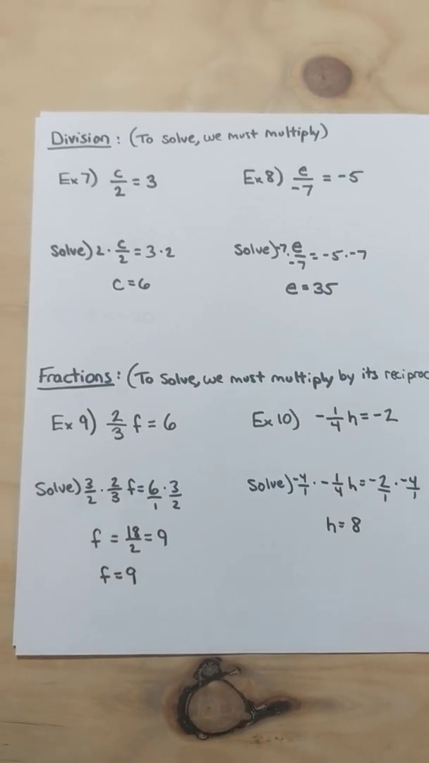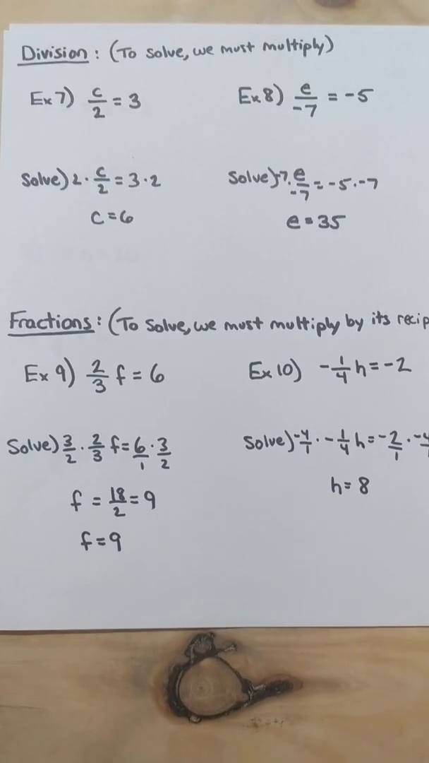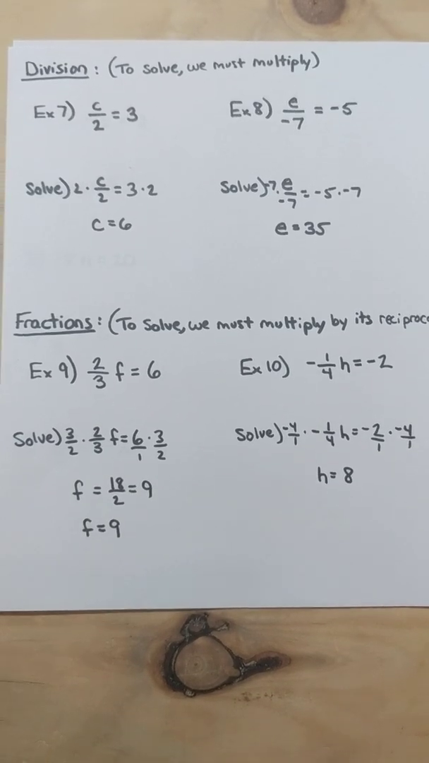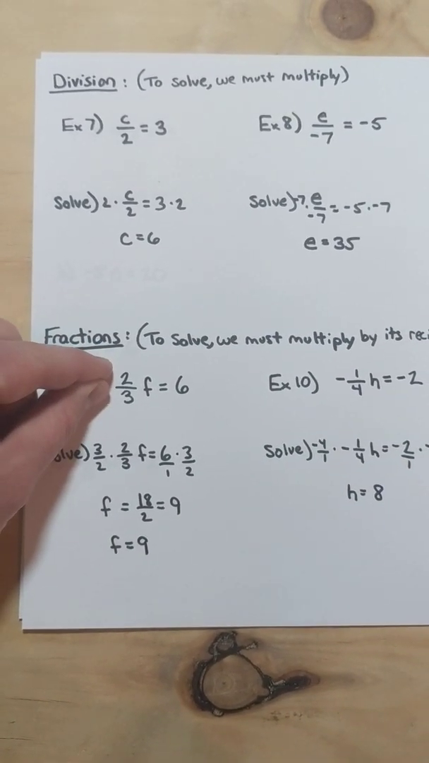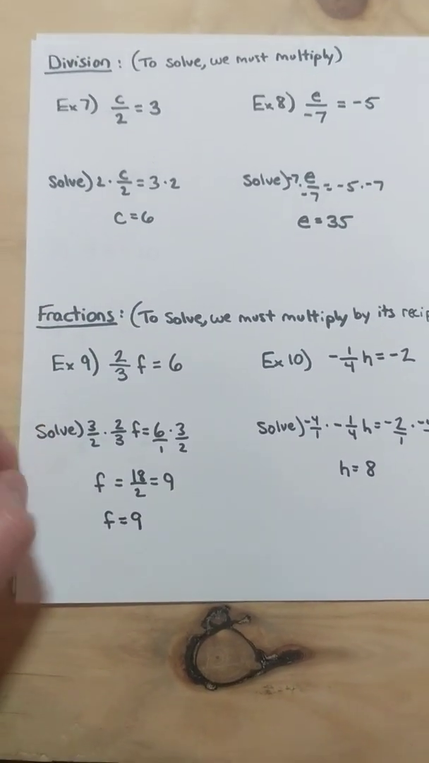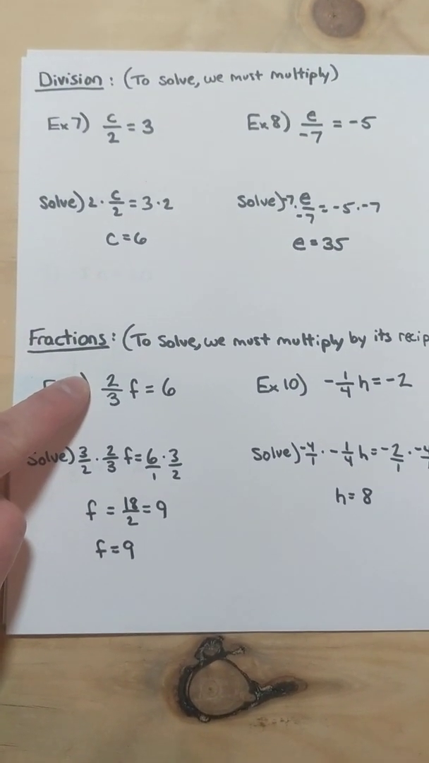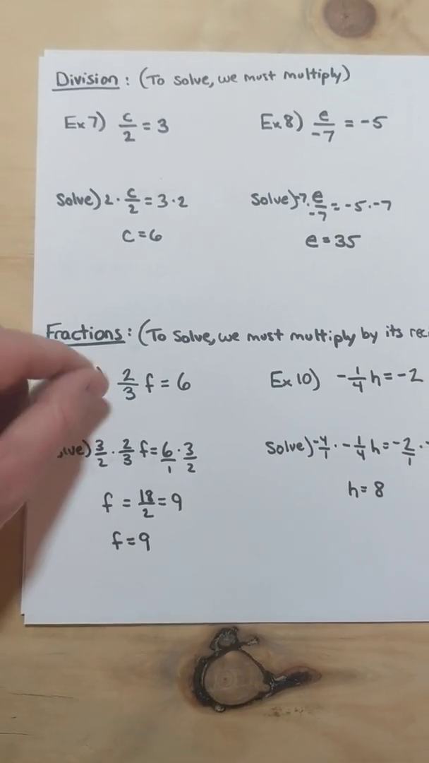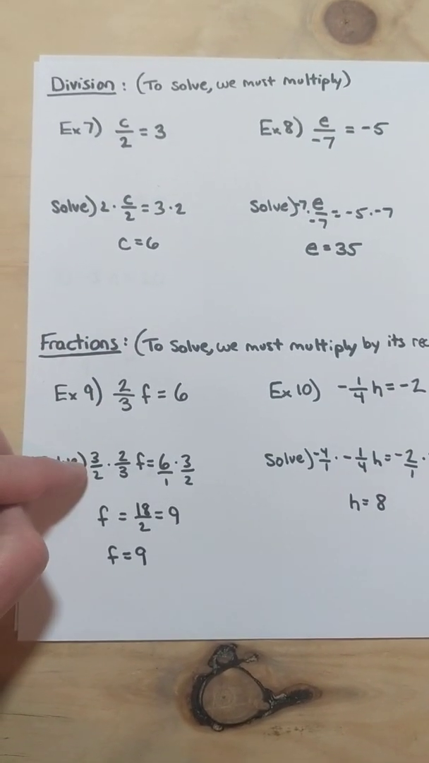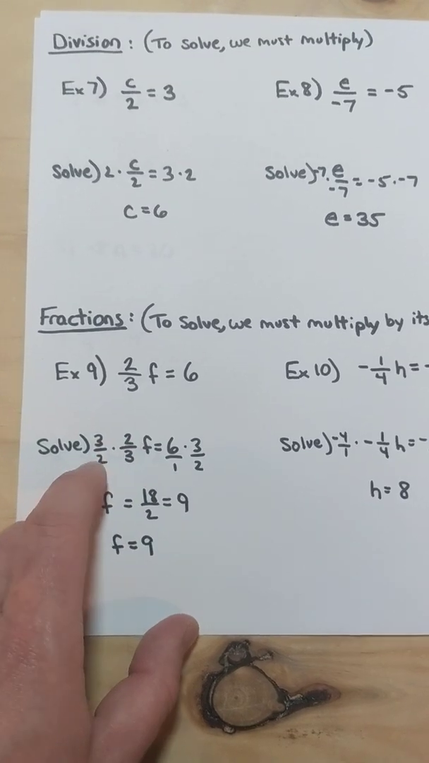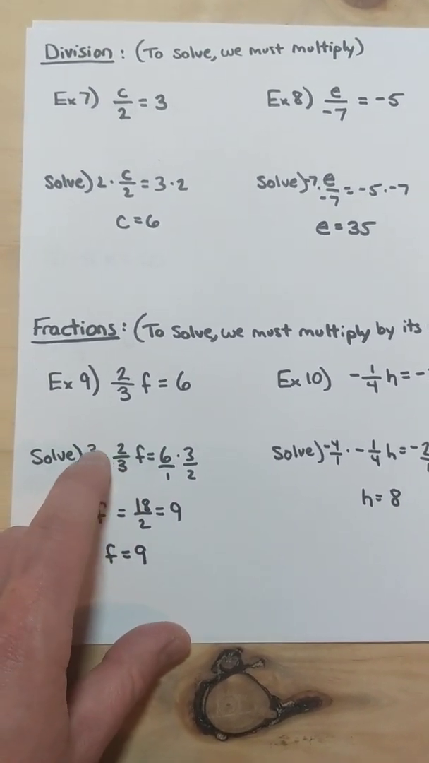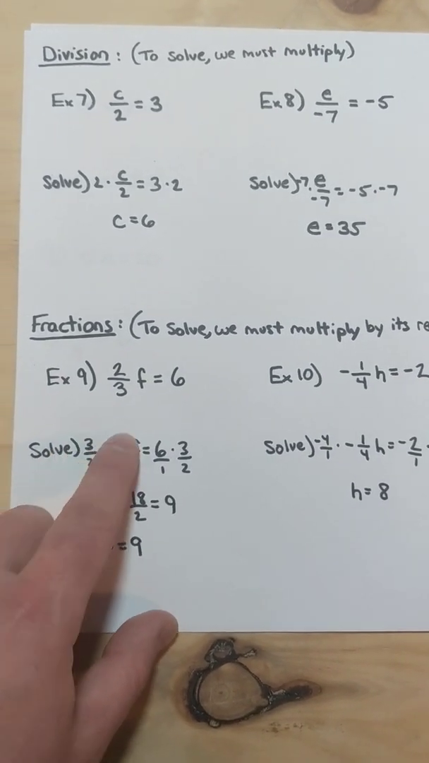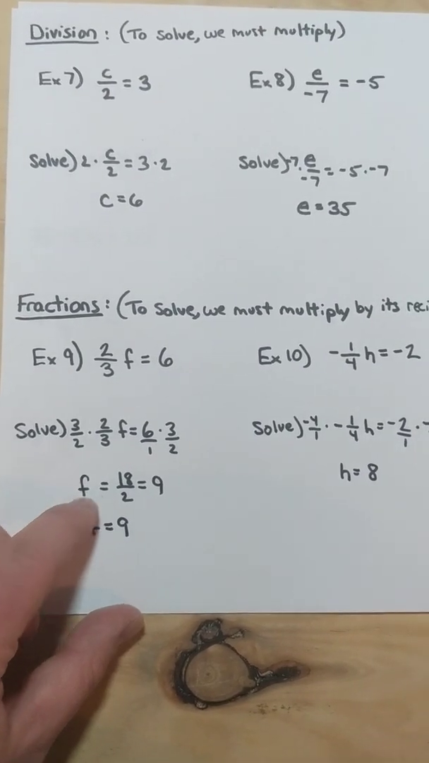Last up is arguably the hardest one, and that's when you're dealing with a fraction as a coefficient. To solve, we have to multiply by its reciprocal. Its reciprocal means we take our fraction and we flip it. So if I have 2/3 f equals 6, I'm going to multiply by the reciprocal of 2/3. Well, when I flip 2/3, I get 3/2. Now, if I were to multiply these two reciprocals together, 3 times 2 is 6, 2 times 3 is 6, 6/6 is 1. So I'm just left with f.